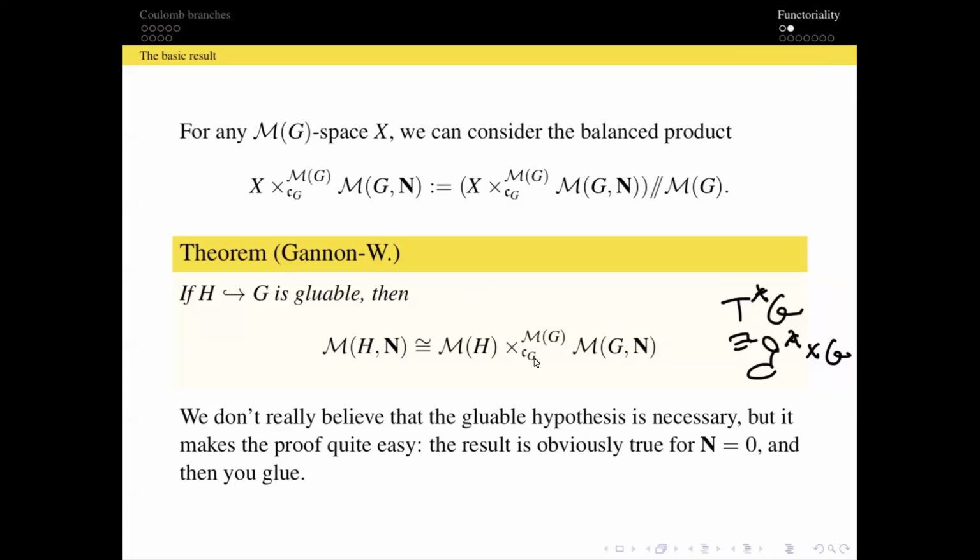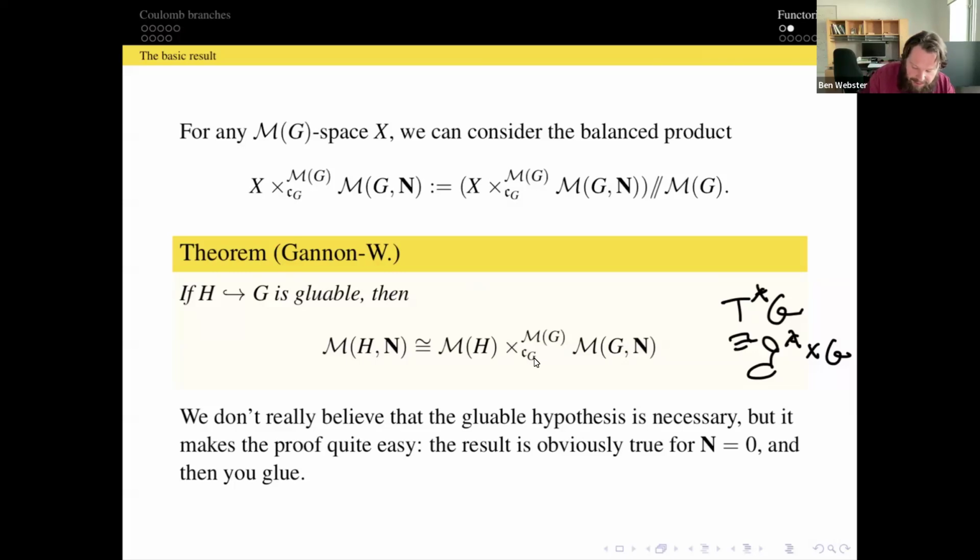Now, what's the condition here? Are you assuming that H contains a maximal torus or something? What is the condition here? Couldn't you have that this M of H is much smaller than the M of G, and why does the G act on the H? Right. The way you should think about this is that M of G N is the same size as M of G. So those sizes kind of cancel.